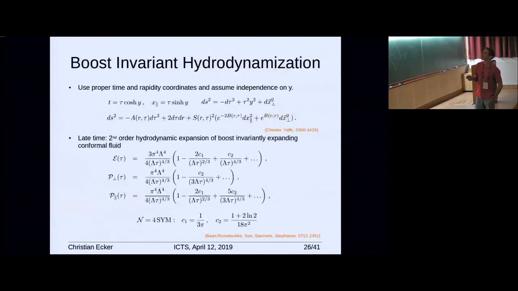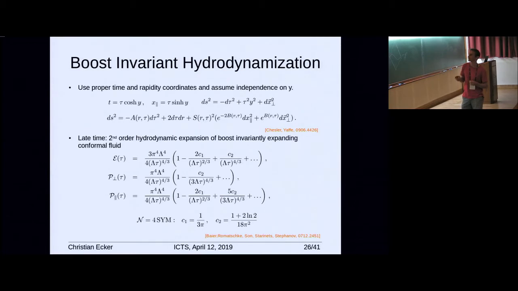So a slightly more complicated example is this boost invariant hydrodynamization. So there you use proper time and rapidity coordinates and assume independence of the rapidity coordinate, and plug this into this metric ansatz that we had before. Now the boundary metric looks like that, and this system then converges at late times not to a static equilibrium, but to a hydrodynamically expanding, boost invariantly expanding conformal fluid.